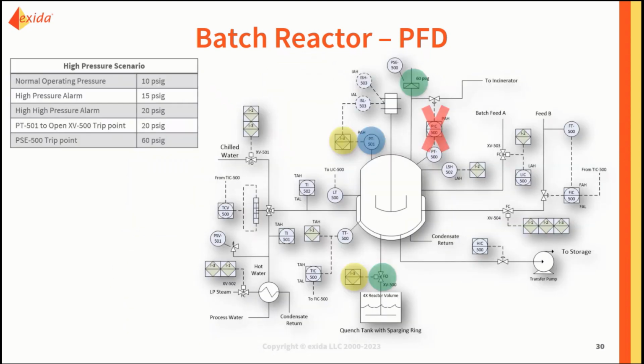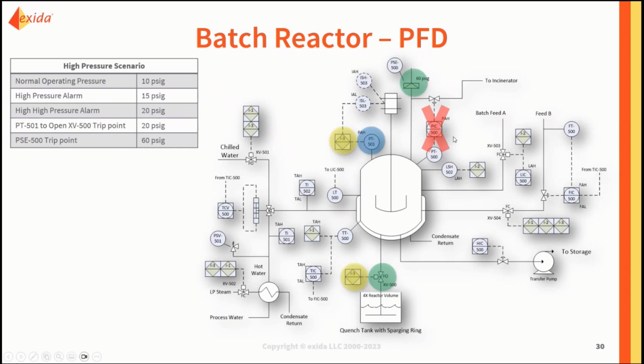For this example, we're going to focus on a high pressure scenario. Normal operating pressure is 10 psig. If it is 15 psig, your first high pressure alarm will sound because of this pressure transmitter. The only way the pressure is really going to get too high is if this valve is blocked or breaks somehow. If the pressure gets a bit high, this is supposed to open to vent to the incinerator. And you'd really only reach 15 psig in this example if this fails.